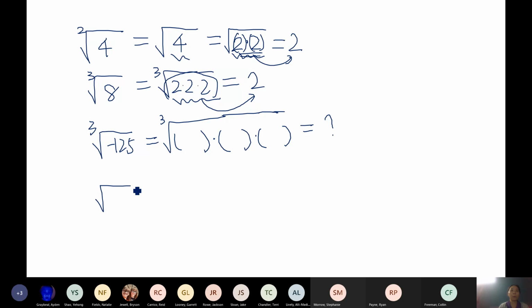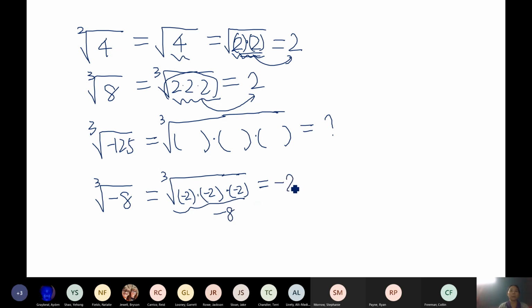Okay, so I can do a similar one. So I did a cube root of 8. What if I want to do cube root of negative 8? So when I do this, I want to rewrite negative 8 as something times something times something. It's the same number. So I'll try to see if I can do that. And I realized that I could do negative 2 times negative 2 times negative 2, because negative times negative is positive, and times another negative would be negative. So apparently negative 8 is exactly 3 copies of negative 2. So the answer will be negative 2.